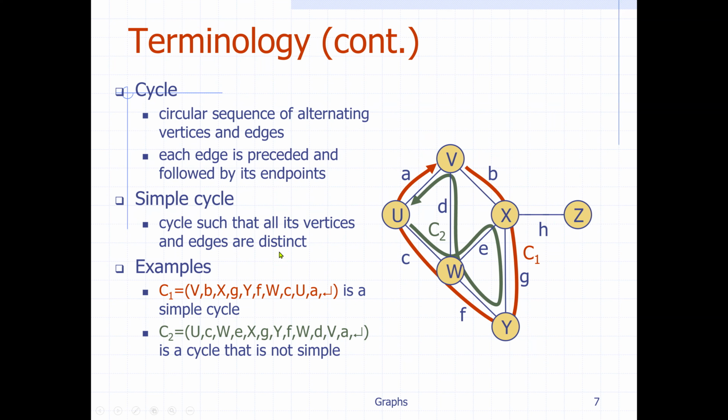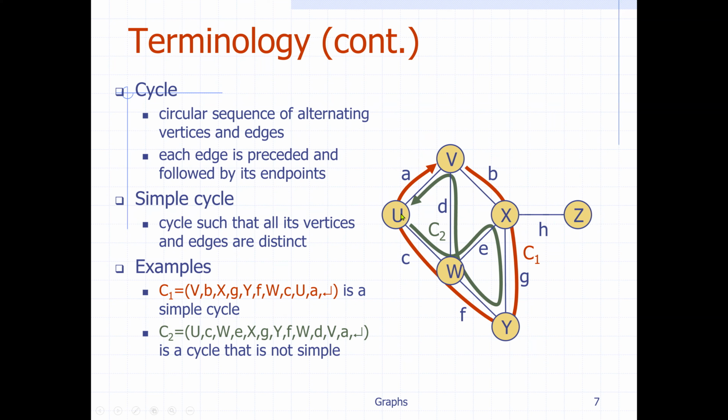Same concept as path. So for example, we have from V, B, X, G, Y, F, H to W vertex, C, H to U, then A, H back to V. This will be a simple circle because all the vertices and the edges are distinct. They appear only once.